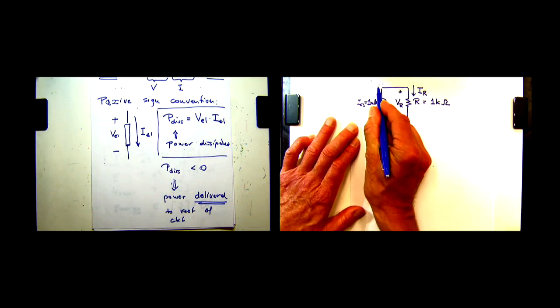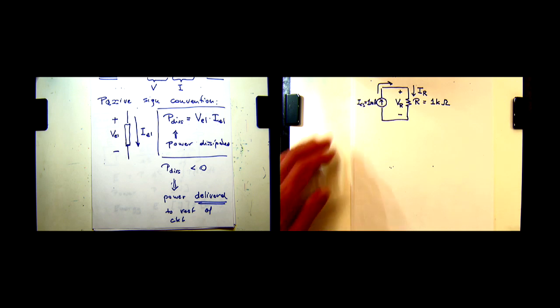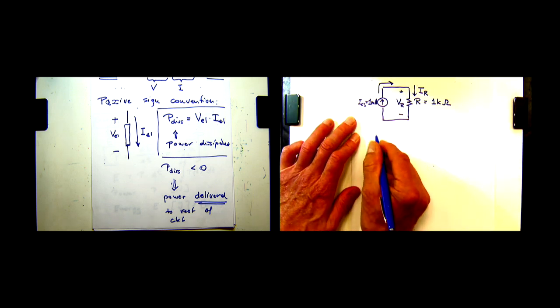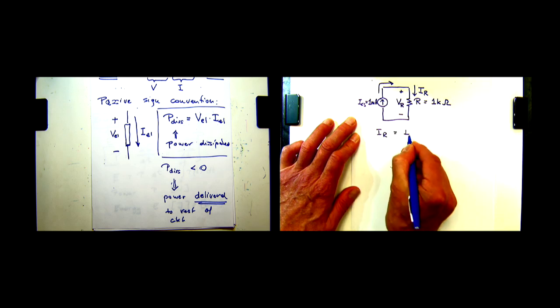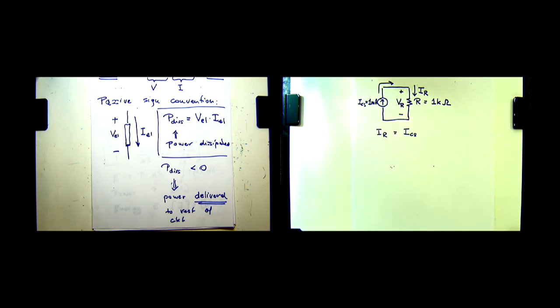Well, if the current here, ICS, is 1 milliamp, what is IR? Kirchhoff's current law would tell us that all the currents leaving the node, IR, are equal to all the currents entering the node, ICS. These two currents are equal. That makes perfect sense. The current that comes out of the current source needs to go somewhere, and there is no other connection than this resistor, so it better flow into the resistor. Otherwise the electrons would just sort of disappear, and we're going to run out of electrons or something like that. That would not be good. Okay, so these two currents are equal.